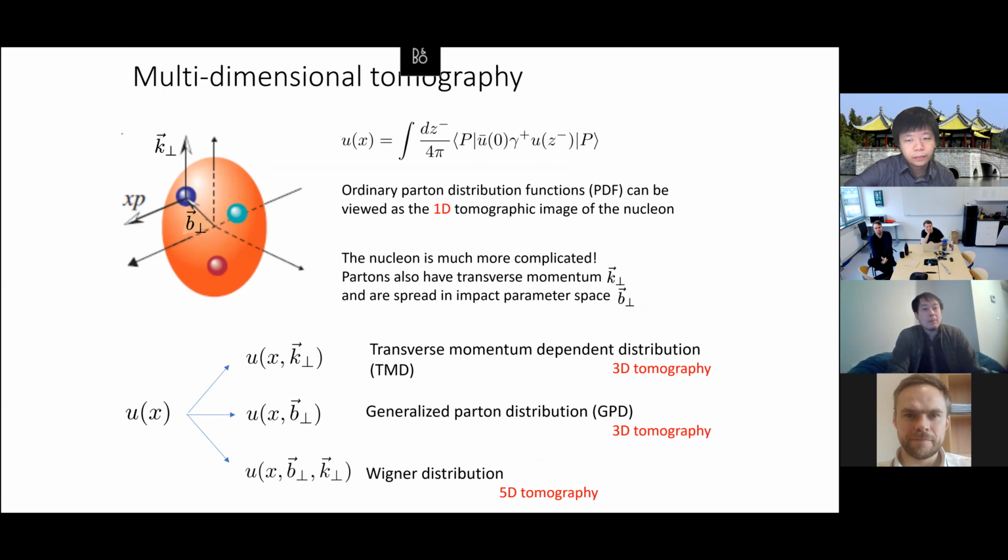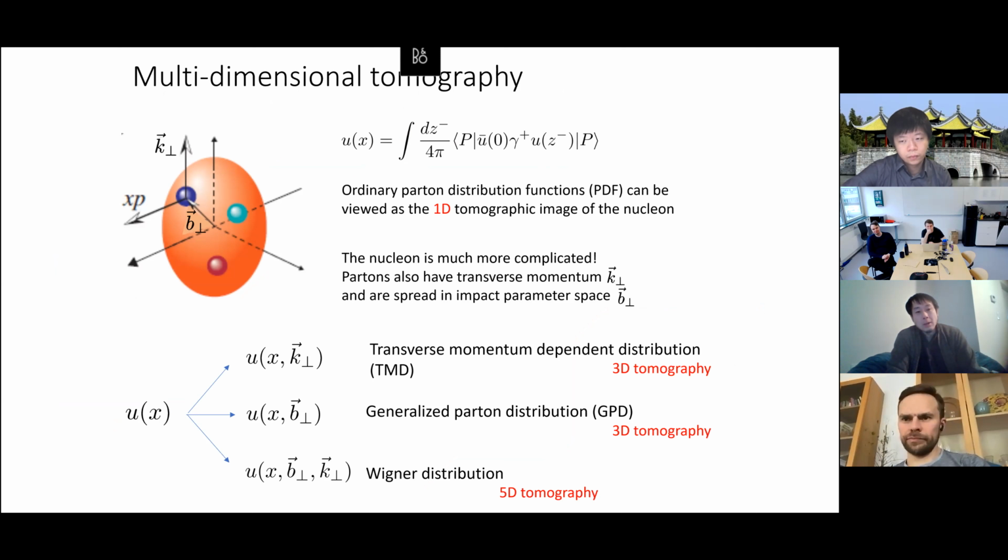So what do I mean by tomography? This is basically a generalization of the ordinary parton distribution function. So here's the definition of a PDF of, let's say, the up quark distribution function. And from our viewpoint, this is a one-dimensional tomography in the sense that it depends only on one variable, which is the longitudinal momentum fraction x. However, you can generalize the notion of PDF by including more degrees of freedom, and by considering that partons in the nucleon also have a transverse momentum k perp, the 2-dimensional vector, and also they are spread in impact parameter space b perp. So you can generalize PDF such that they include the dependence on these additional degrees of freedom.